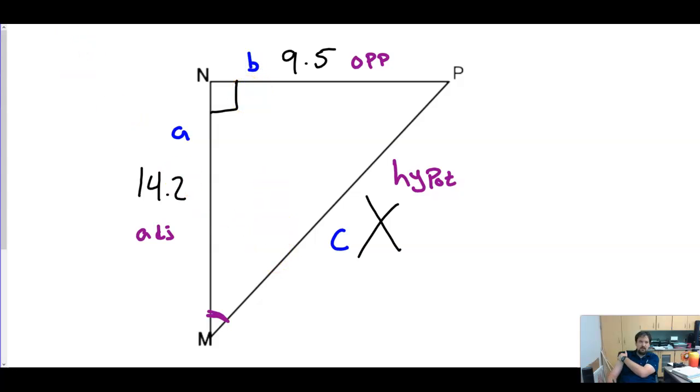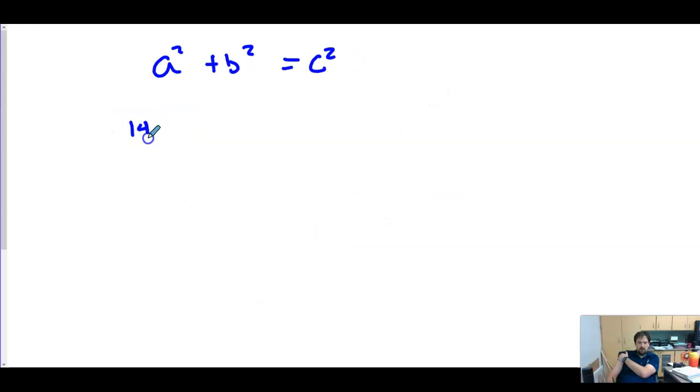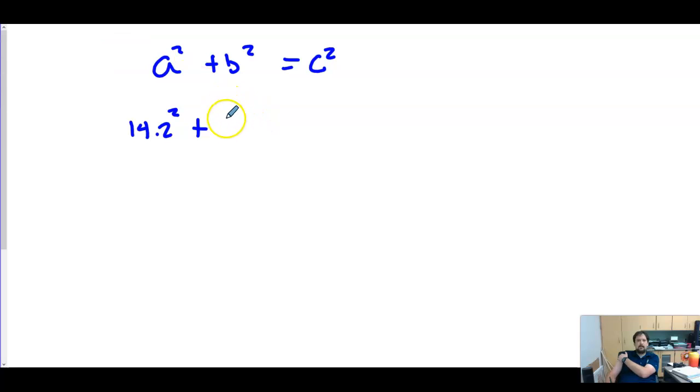Okay, so we have a squared plus b squared equals c squared. Alright, so a is 14.2 in this example. So 14.2 squared plus b, which is my 9.5, squared equals c squared. What you see in this case was x. I didn't know what it was. Alright? Okay, so we're going to go ahead and square these.